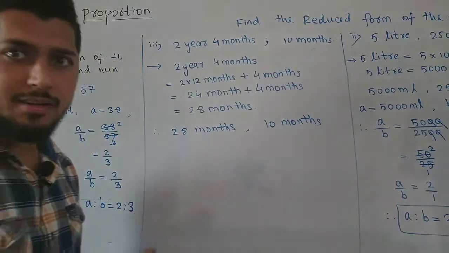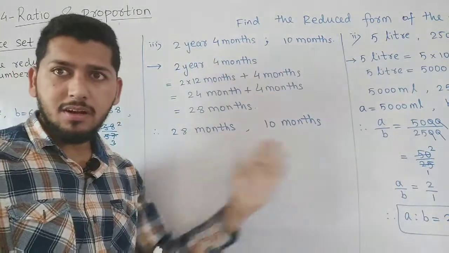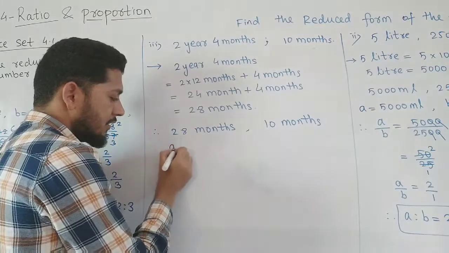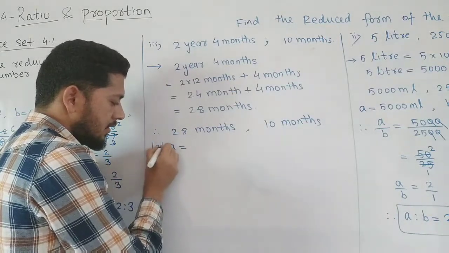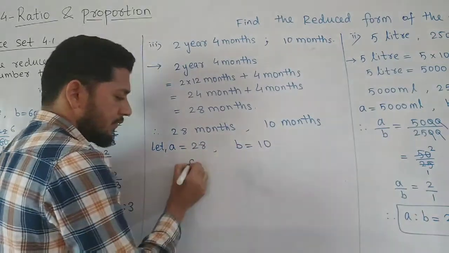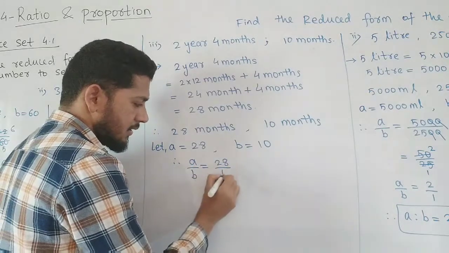क्वेश्चन को हमने रिप्लेस कर दिया, ठीक है। 2 ईयर 4 मंथ था, 28 मंथ्स, 10 मंथ्स आ गया, ठीक है। Now we'll divide it. First we'll consider the quantity, let a equal to 28, b equal to 10, therefore a upon b is equal to 28 upon 10.